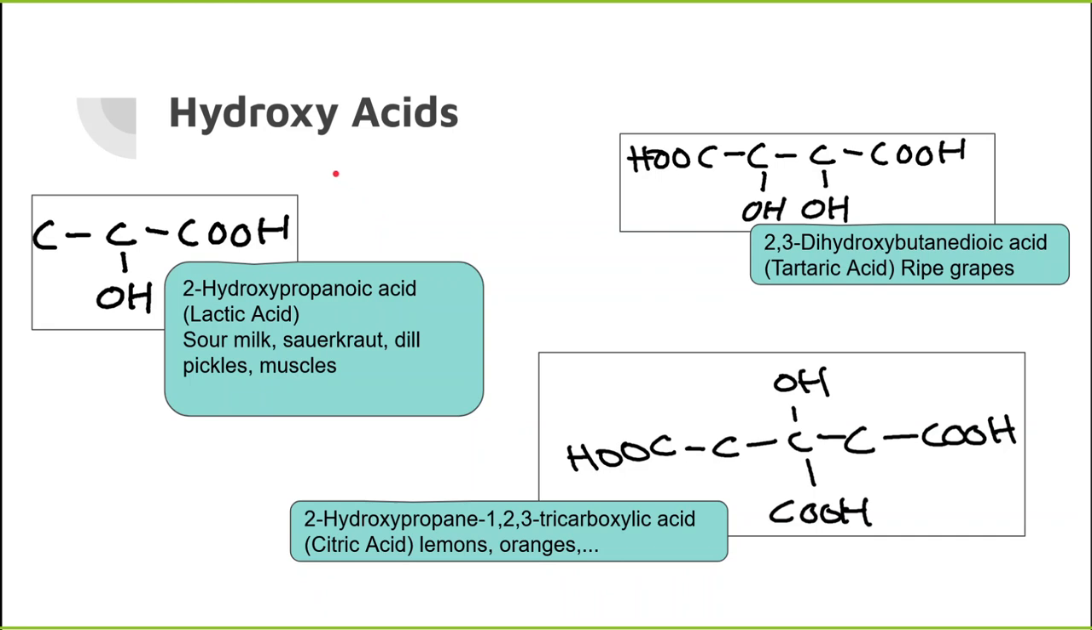You can also have what are called hydroxy acids. These are carboxylic acids that have an OH group in them as well. And so the hydroxy just becomes the functional group name. So here we've got 1, 2, 3 carbons. So this is propanoic acid. And then this is the first carbon. So this is the second one. So it's 2-hydroxy propanoic acid.